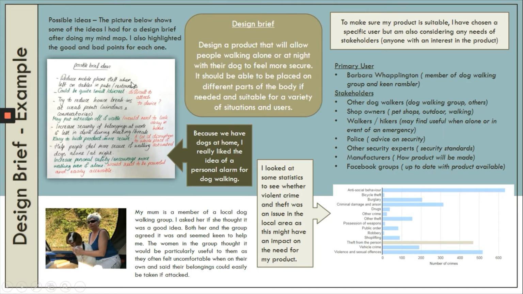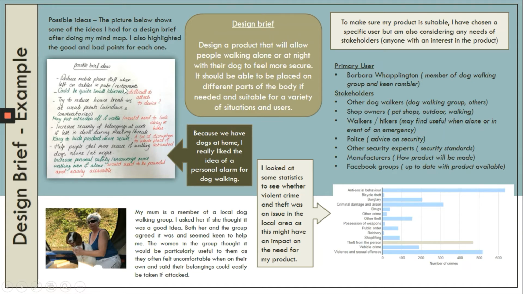Possible ideas. I did this on paper. So I wrote down a few different ideas for a brief, and then decided why I shouldn't do them. So some of my possibilities were reduced mobile phone theft when left on tables in pubs and restaurants.